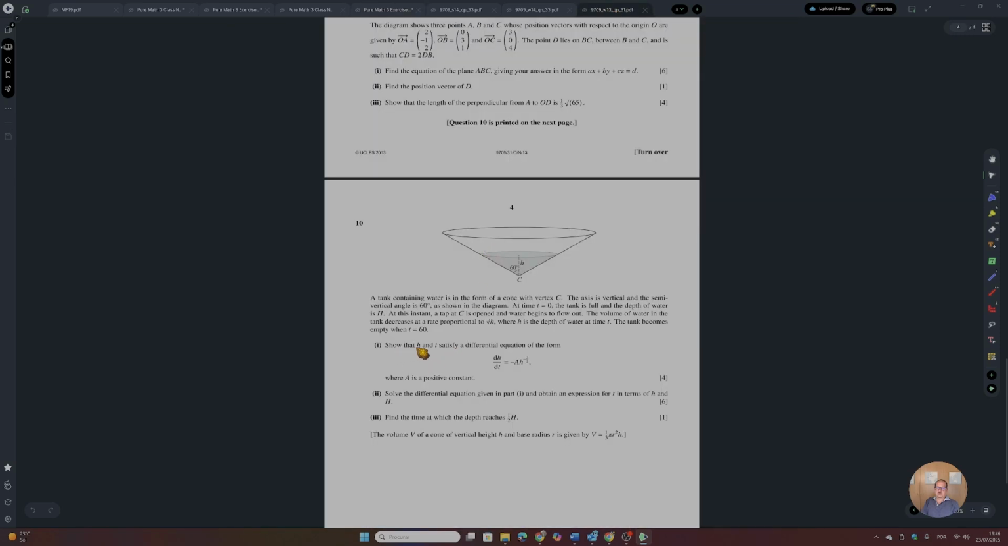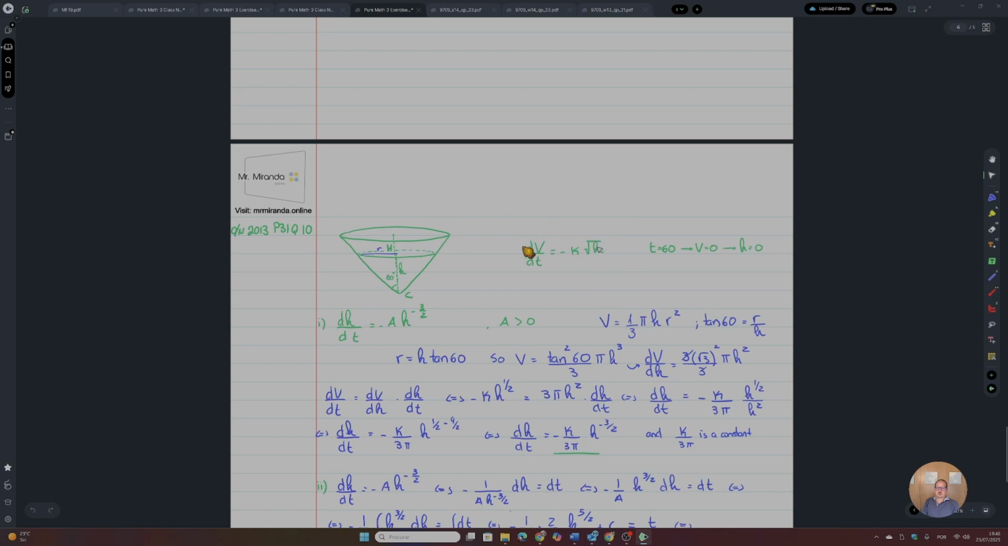Show that h, the lowercase h, and t satisfy a differential equation of the form dh by dt equals minus a h to the power of minus 3 over 2, where a is a positive constant. Okay, so let's look at what we have. We have an expression for dV/dt. We want an expression for dh/dt.